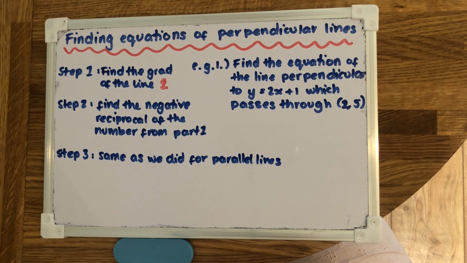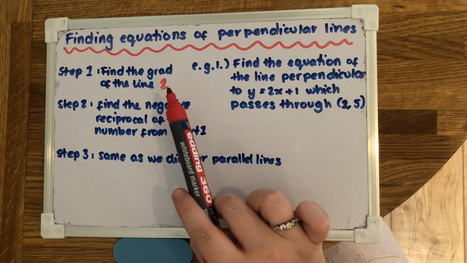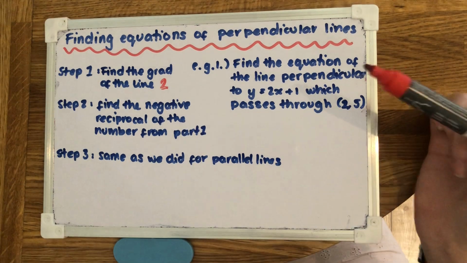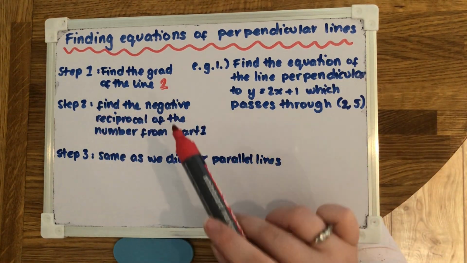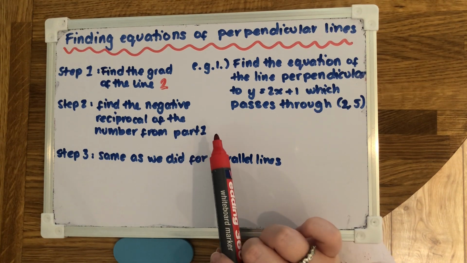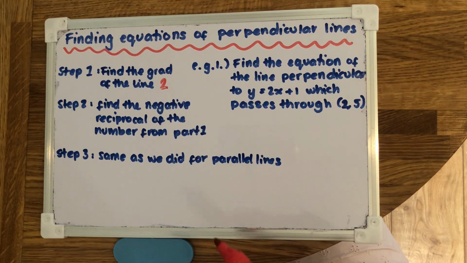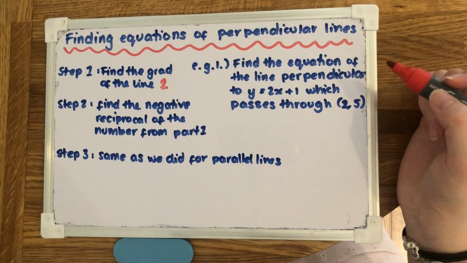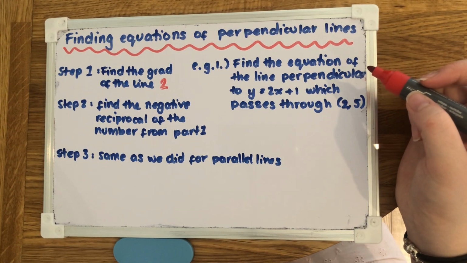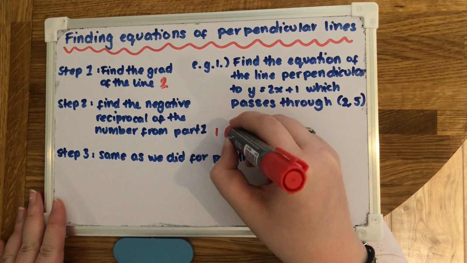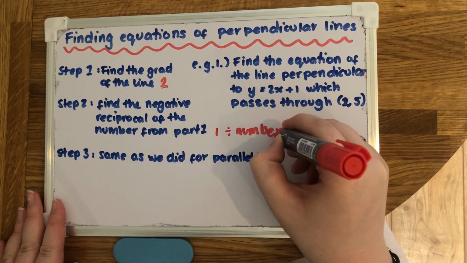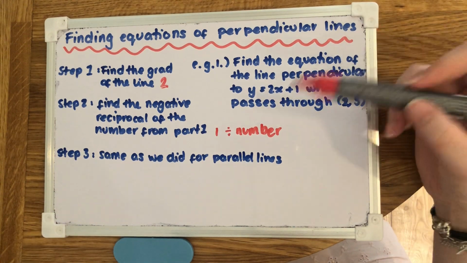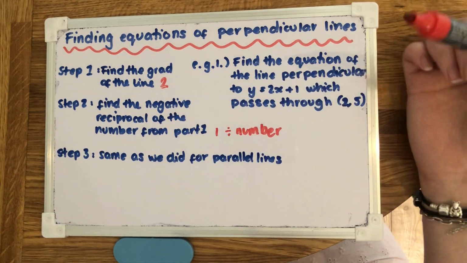Now, the two lines aren't going to be parallel, because if they were parallel, they would have the same gradient. Because they're perpendicular instead, we've got to do this step here, which is find the negative reciprocal of the number in part 1. The reciprocal, which is what we did in another video, is 1 divided by whatever number you had. It means that if you multiplied the reciprocal with the number, you would get 1.